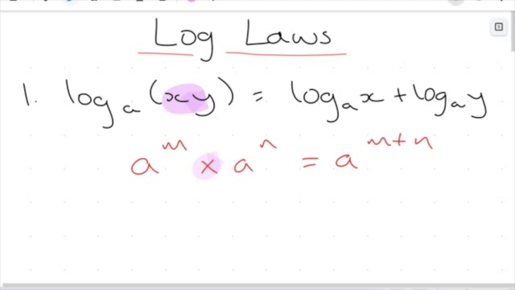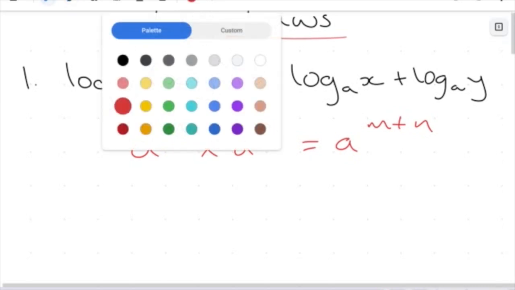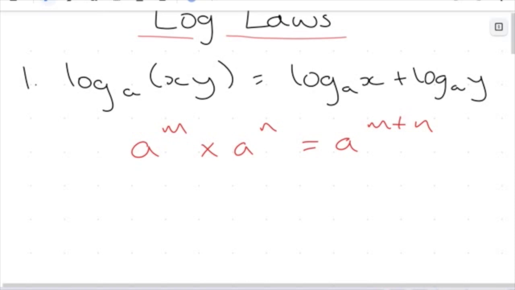Now we're going to look at how we can relate these to make a link. I have two of these things here, a to the power of m and a to the power of n. So let's give those their own name. To relate it to our formula here, let's call one of these x and the other one y. So let's call a to the power of m x and a to the power of n y.